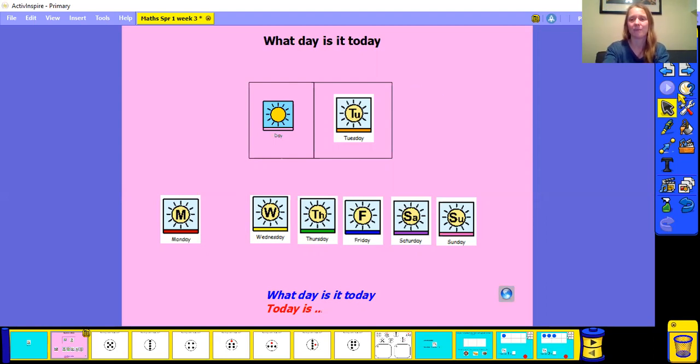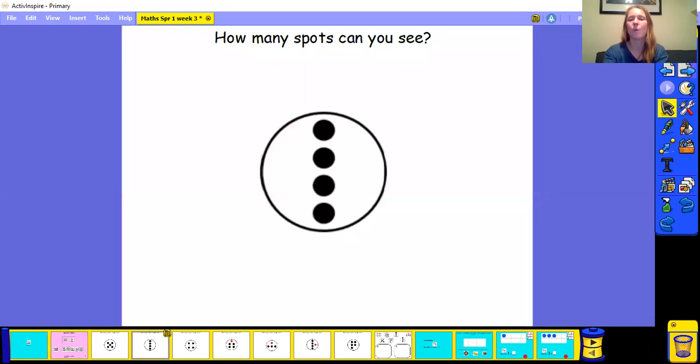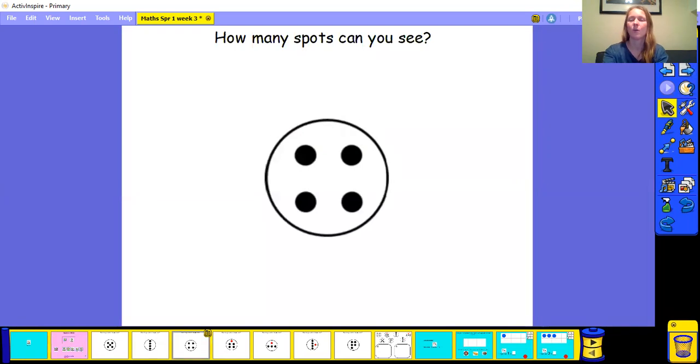Well done. How many spots can you see here? That's right, there are 5 spots. 2 spots on this side, 2 spots on this side, and 1 spot in the middle. What about here? Yes, there are 4 spots. 4 spots in a line in the middle. What about here?